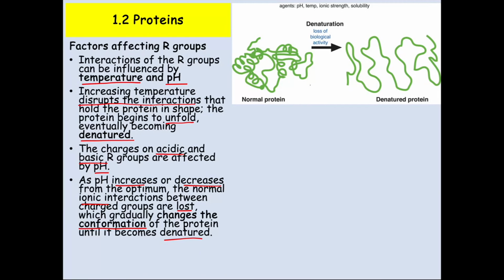And because we will either increase or decrease the pH, that will disrupt those ionic interactions and that will gradually change the conformation of the protein until it becomes like this diagram on the right, unwound and denatured. Okay, it's lost its conformation.